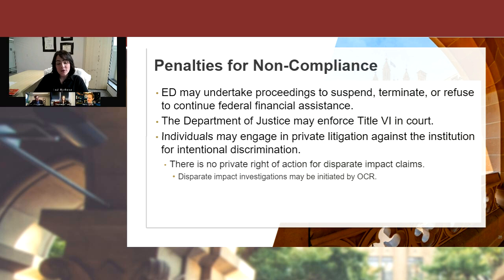And then there's also the option of private litigation, where the individual who experienced that discriminatory conduct files a claim against the institution for intentional discrimination. There's no private right of action for disparate impact claims. Those can only be initiated by OCR, but there are intentional discrimination claims that can be brought in court. And Stephanie will take us through some of the litigation here in just a minute.